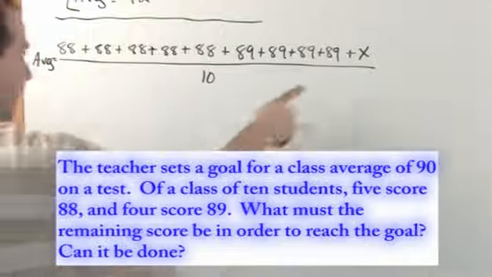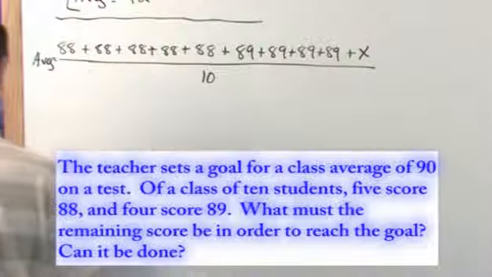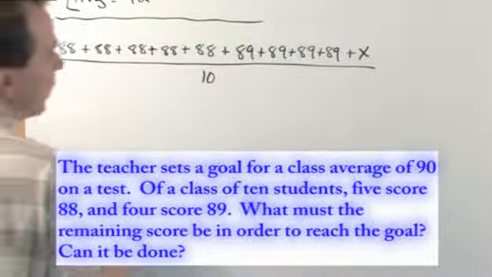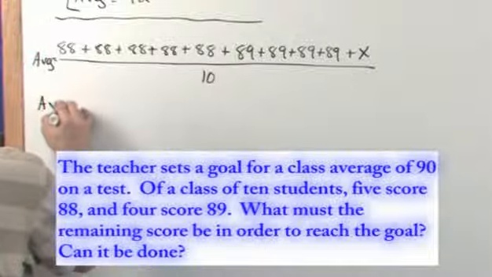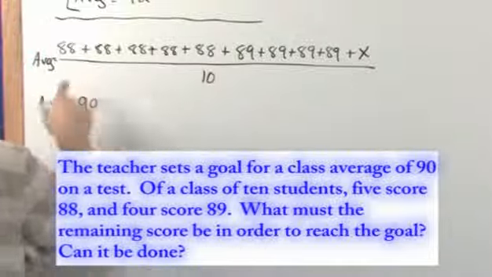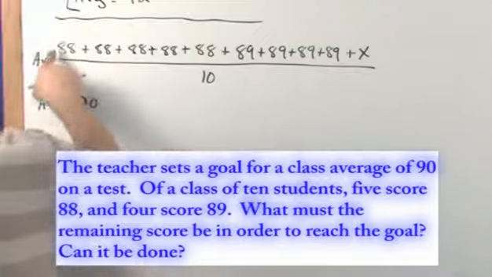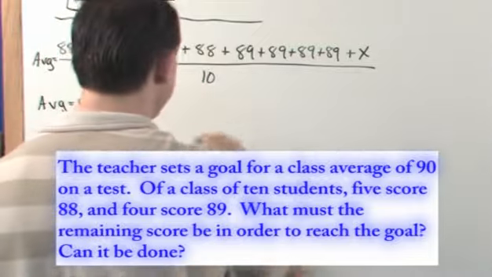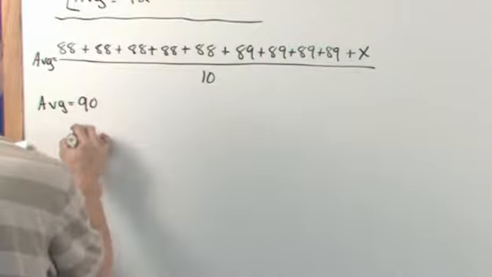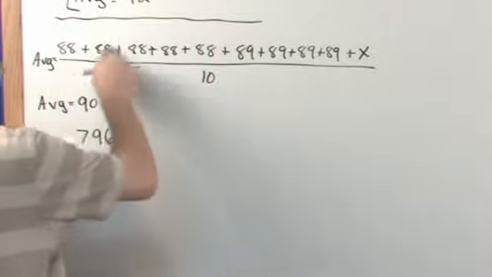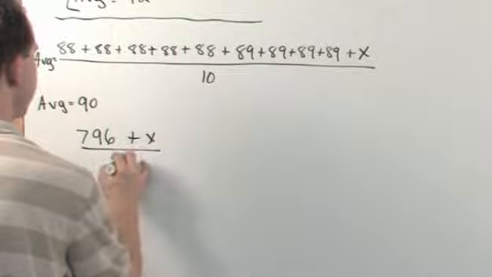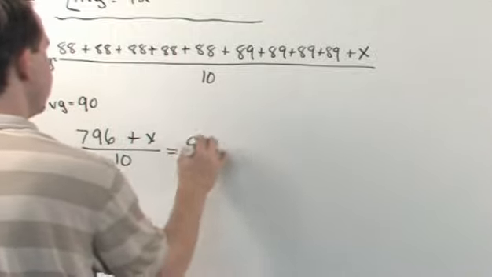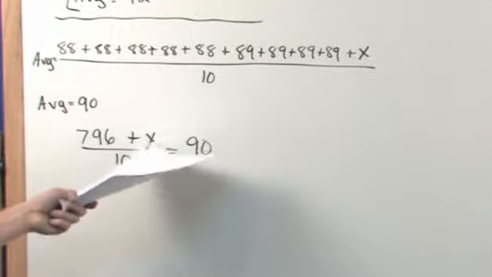And we want to see what this value of X must be. And don't forget, our goal here is to make the average equal to 90. That's what we want to do. So let's add up the stuff on the top. 88 plus 88, and so on, all the way through 89, gives you 796. That's what all these numbers added up together are, plus X, divided by 10, and the goal is 90. So we're trying to solve for X.